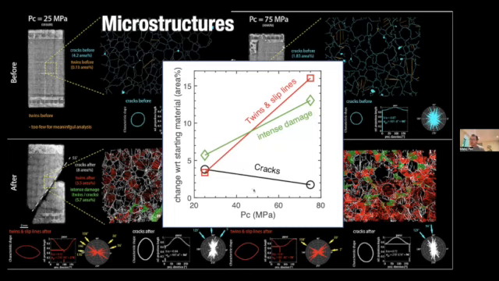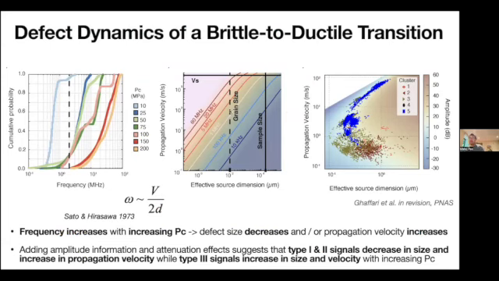So we can quantify this roughly, and we can see that the amount of cracks is slightly decreasing as the pressure is increasing, whereas the density of the twins and slip lines is strongly increasing with increasing pressure, as well as these zones of intense damage where it's basically impossible to figure out whether those are cracks or individual crystal plastic defects. So now if we want to tie all these measurements together, we can try to see what we can learn about the defect dynamics of a brittle-ductile transition.